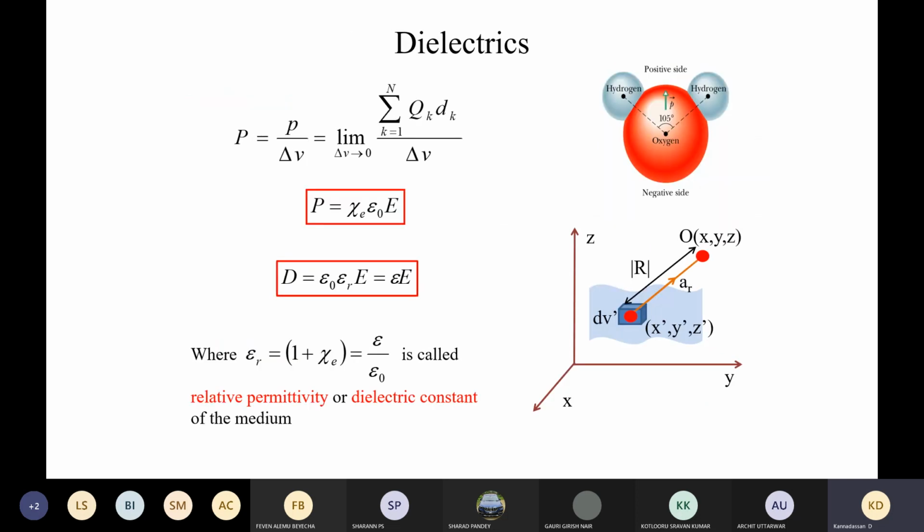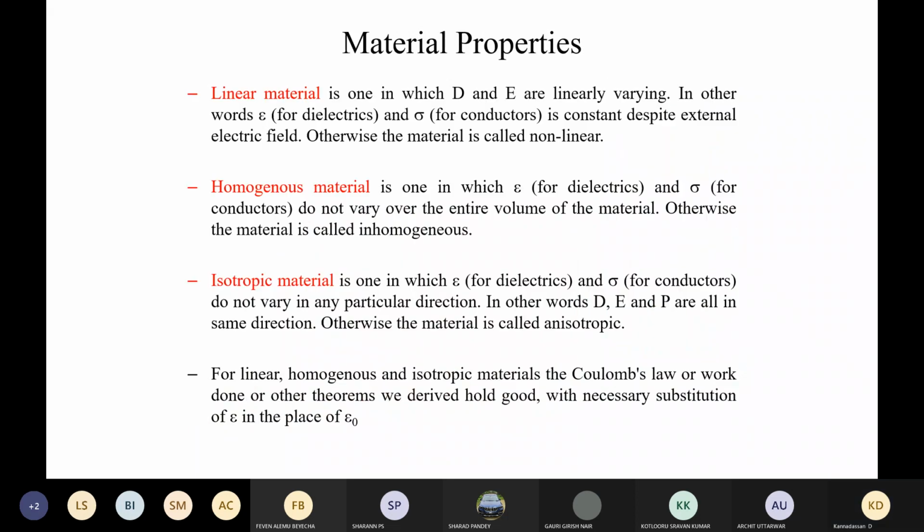By adding the external field and the internal field induced because of the dipoles, we get the total value of the flux density, which is equal to 1 plus psi into epsilon naught times the electric field, where psi is the polarizability. People always refer to this 1 plus polarizability as the dielectric constant. We also have seen different natures of the material, and how it is spread over the space.